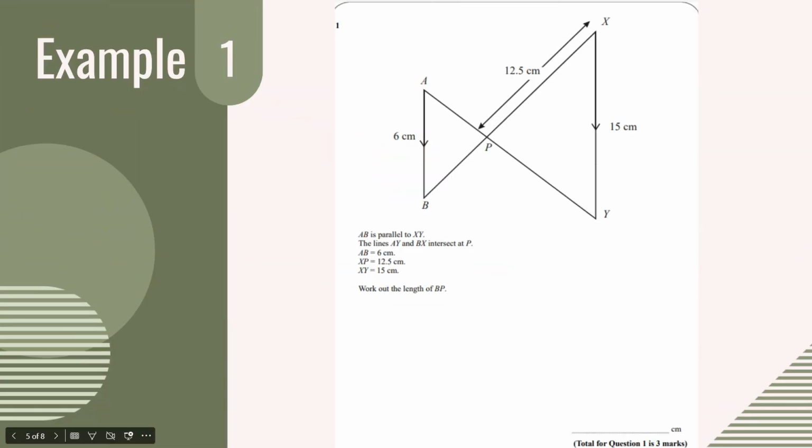Once again, it's that time to have a go at some Maths Genie exam questions. Have a go, pause the video, and then unpause when you've done.